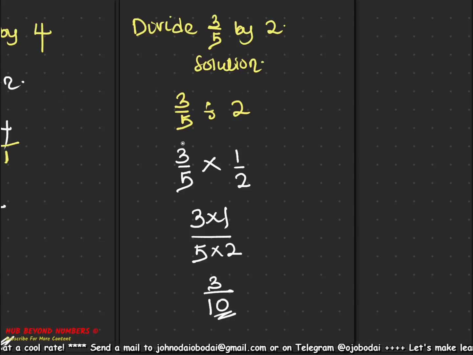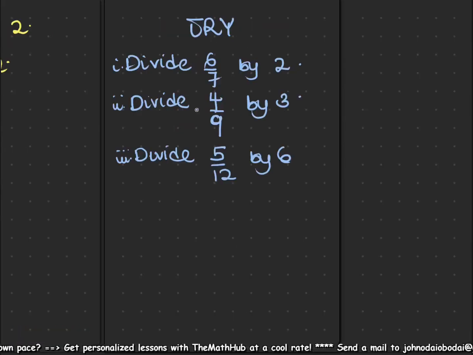So I'll be writing down some exercises you can try or practice on your own, just 3 of them. So these are some questions you can try on your own. The first one says we have to divide 6 over 7 by 2. The second one, you have to divide 4 over 9 by 3.